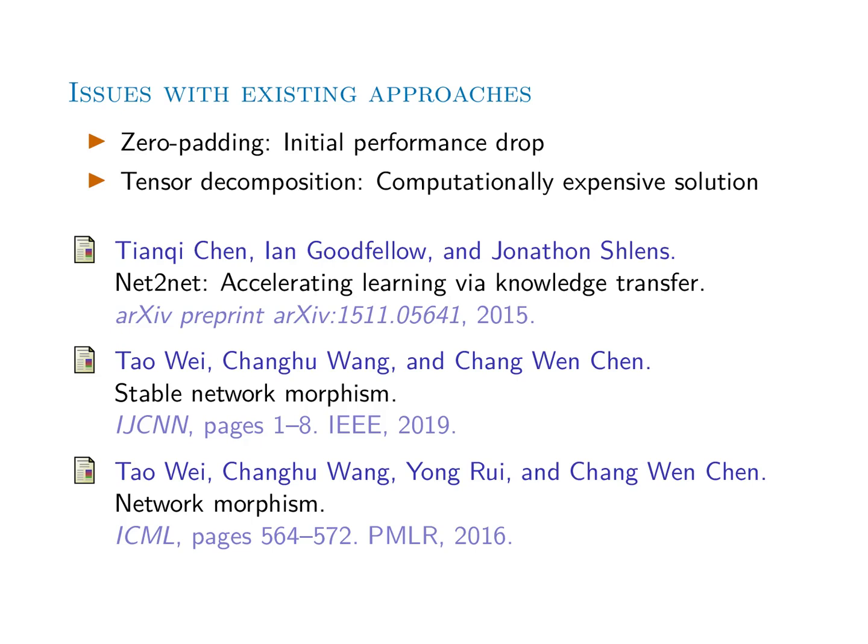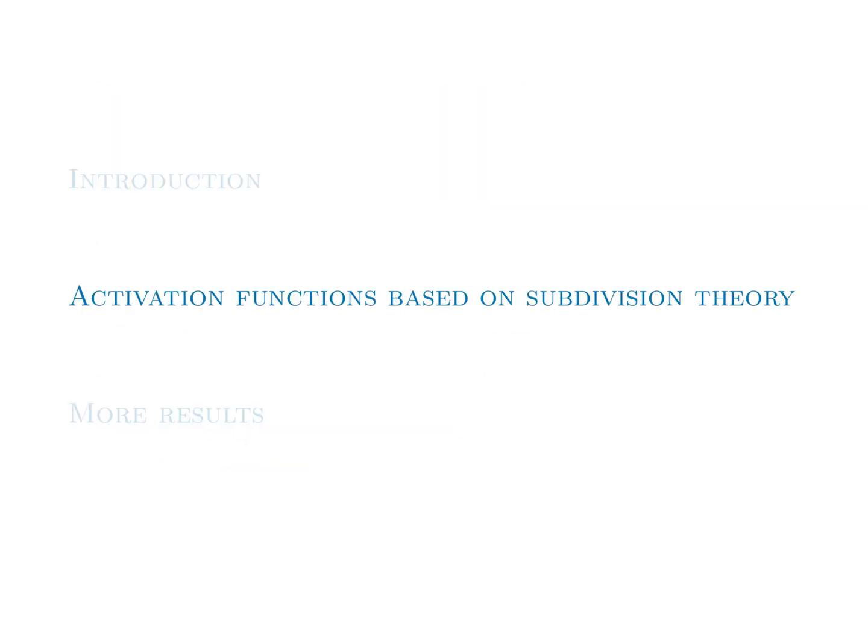This was just an easy example of how new neurons can be added. Many authors have addressed this problem, for instance with zero padding, which is like the one we saw, just putting many zeros, but they realize that there is some initial performance drop in the training process. Other authors consider tensor decomposition, but this is a computationally expensive solution. Let's see what our proposal is.